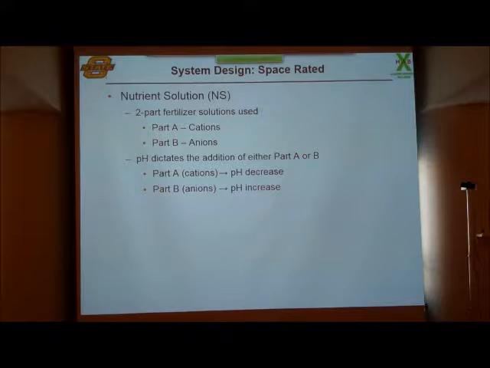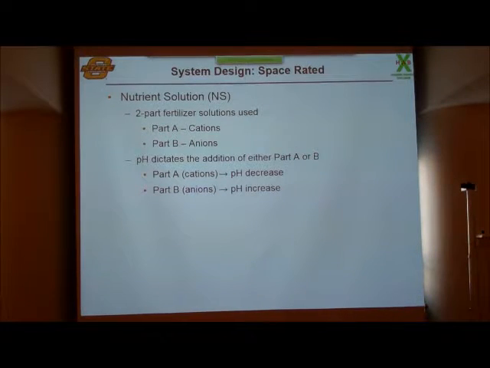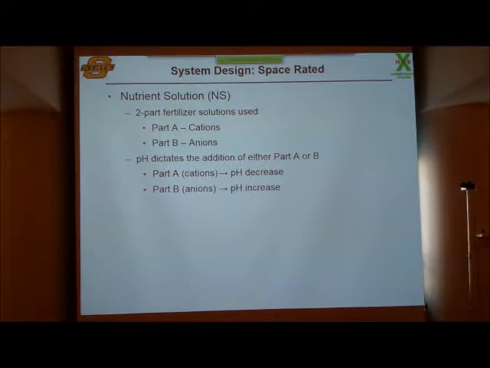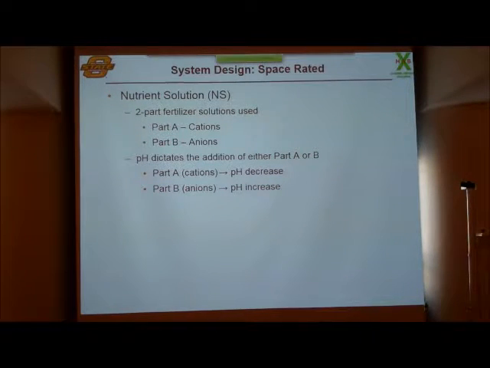So for our nutrient solution, we selected a two-part solution. It's produced by SensiBloom. It has part A, which consists of cations, and part B, which consists of anions. So to monitor our nutrient solution, we can measure the pH, and based on the pH value, we know whether we need to add cations or anions.